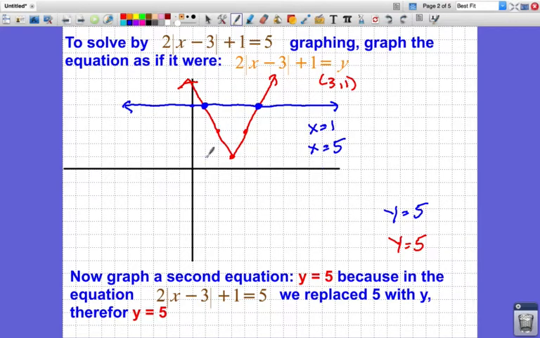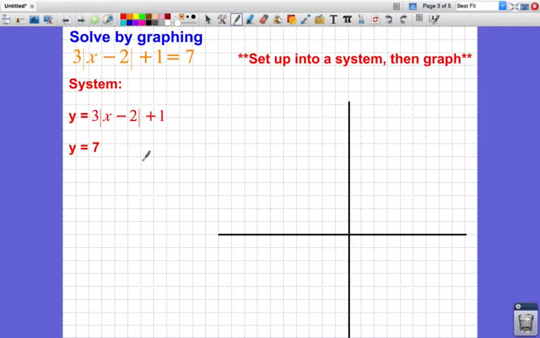Okay, so the way to solve absolute value equations by graphing is we actually set up a system of equations. One's going to be a horizontal line, y equals whatever the whole absolute value function is equal to. And then we're also going to graph the absolute value function itself. So let's look at another one.